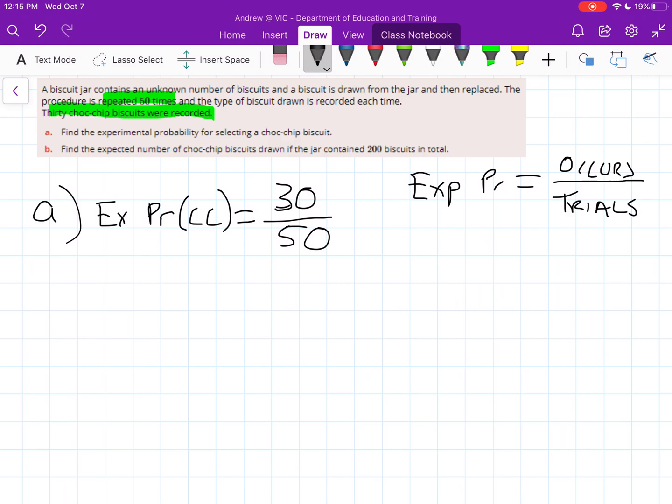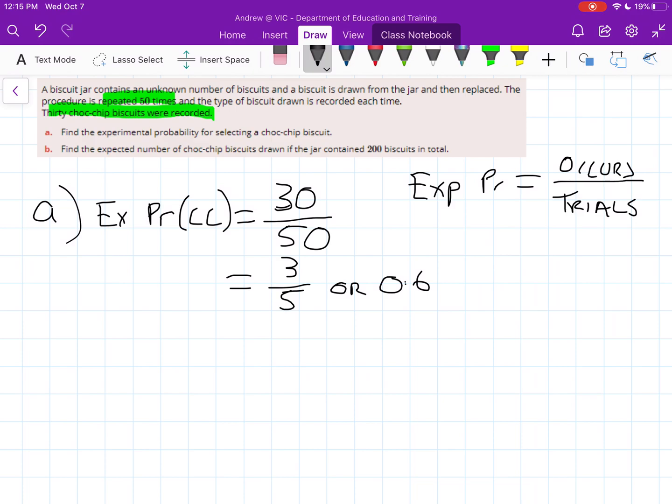Now, we just need to simplify this down. So hopefully you can simplify this down as a fraction. 10 goes into both numbers, so it's 3 over 5. Or if you like, as a decimal, you could write 0.6. Okay, so they're the different forms of the experimental probability for selecting a choc chip biscuit.